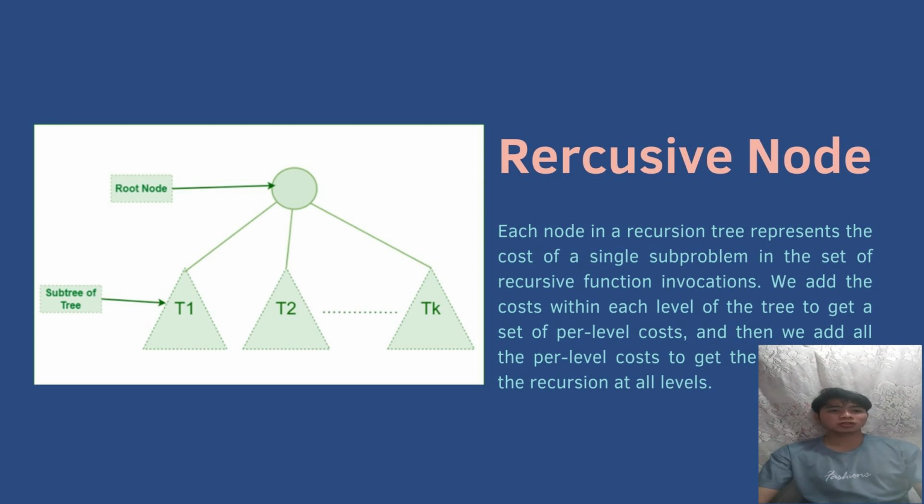Recursive node. Each node in the recursion tree represents the cost of a single subproblem in the set of recursive function invocations. We add the cost within each level of the tree to get a set of per-level costs, and then we add all the per-level costs to get the total cost of recursion at all levels.